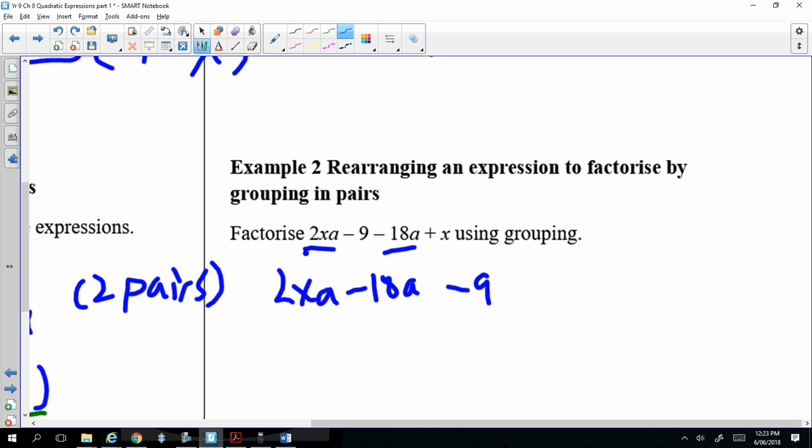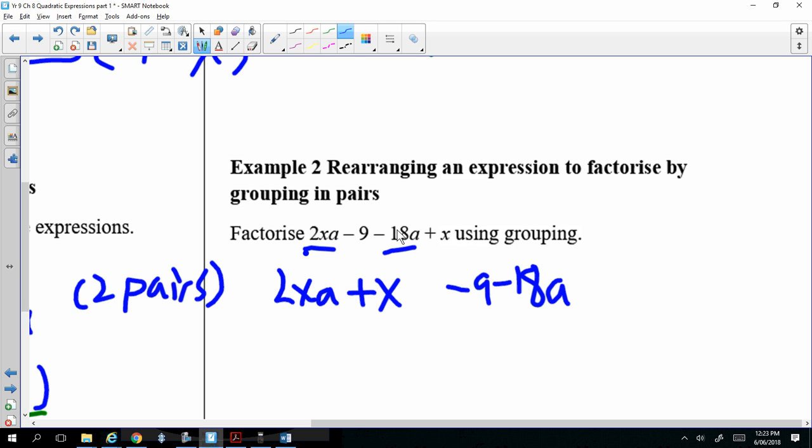Or you can put the x here. You can do it the other way. You have to do it in a way that both of the pairs have some common factor. So I could group the 2xa and the x together and put the negative 18a at the end. Maybe that's a better way to do it. So put the x next to the 2xa and put the negative 18a with the negative 9.